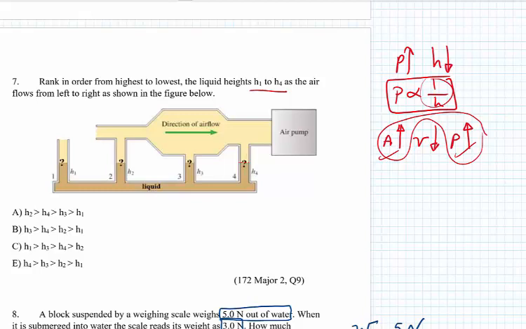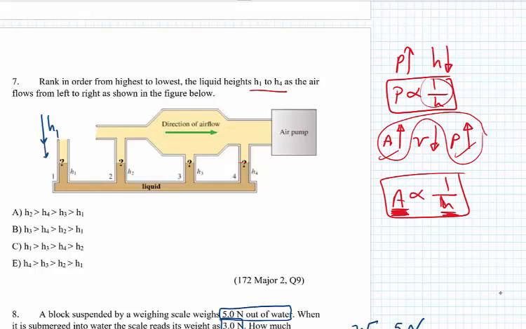So we can say directly area and height are inversely proportional. So the bigger the area, the smaller the height. So let's see where is the biggest area. The biggest area actually is the space, because there is no constraint here. So I would say this one has the highest area, means the H will be the smaller. So H1 is the smaller.